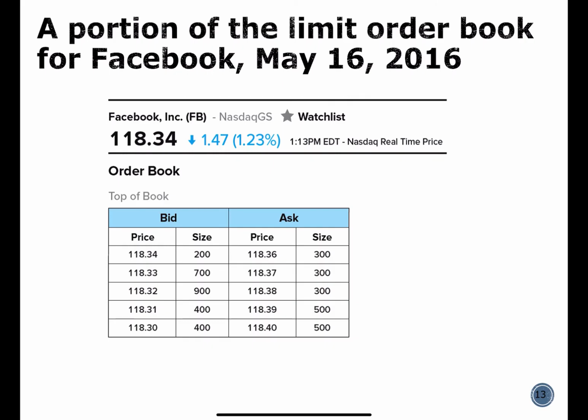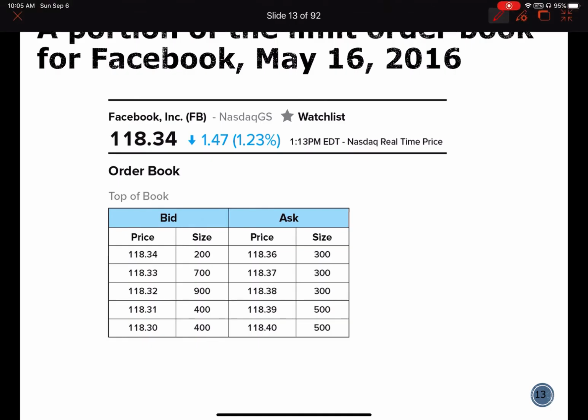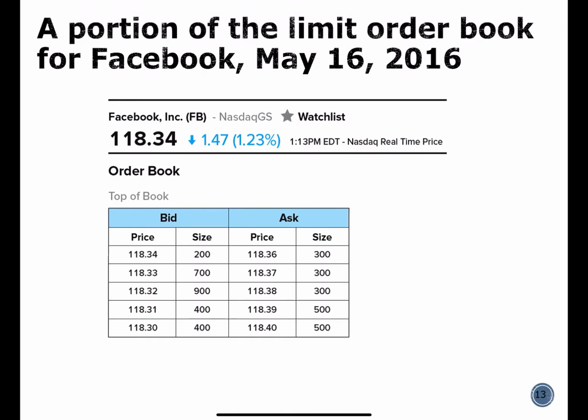Obviously this is an actual firm. It's Facebook. On this table, you can see the bid price and ask price for Facebook. Let's see what numbers we have here. First, we have the bid price. On the left column, you have the bid price, and on the right column, you have the ask price.